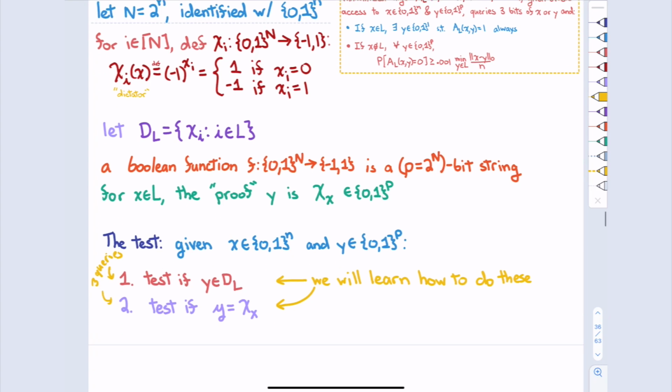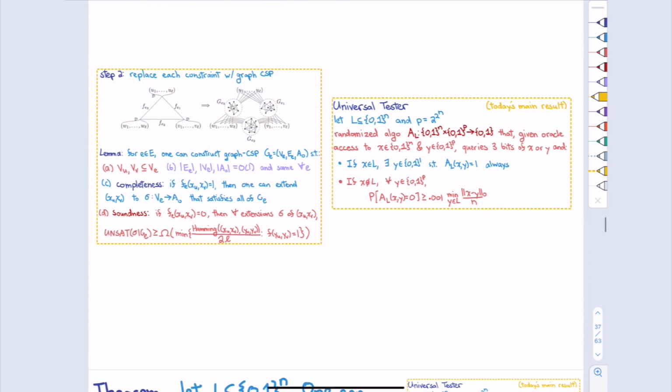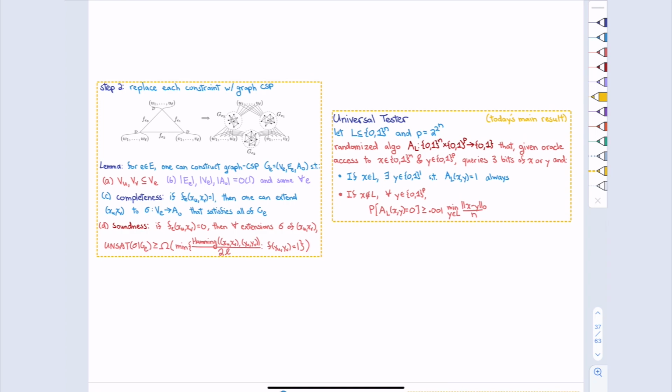Okay, that was fun. All right, so how does this relate to the PCP theorem? I have something here that's sort of like universally testing a language, a very inefficient PCP. And somehow I want to create some kind of device where I can take formulas in general and turn them into graph CSPs that roughly reflect the logic of the formula. All right, so this is what we'll do next.